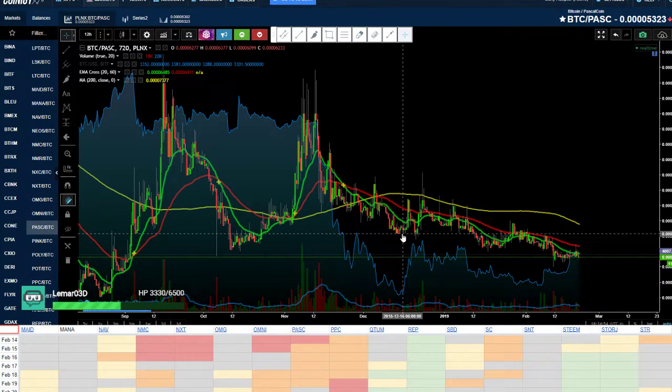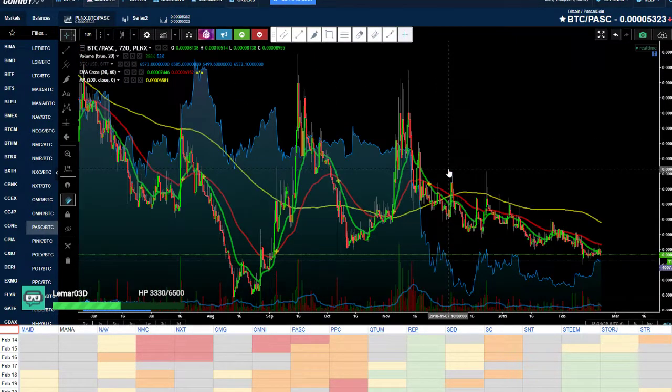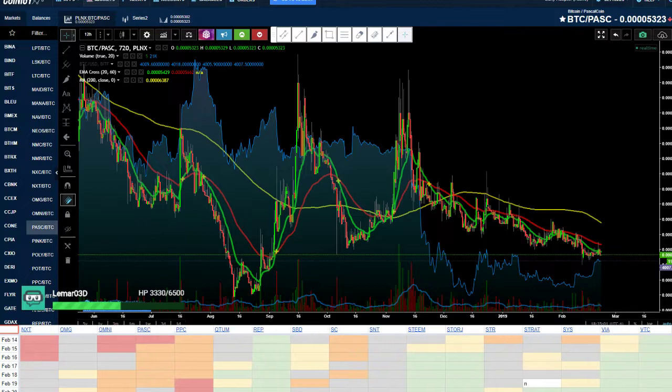Do I balance my crypto trades with regular stocks? I have some regular stocks. I have some gold and silver, but I'm mostly into crypto.